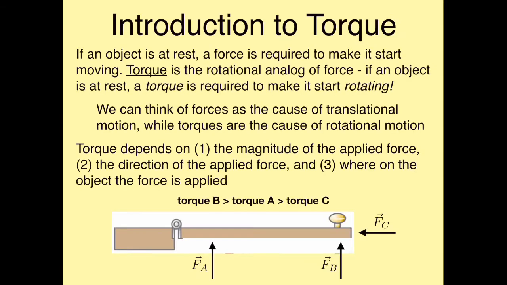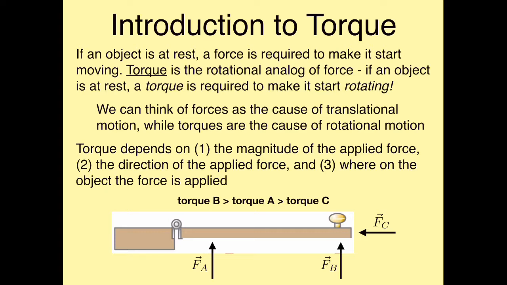Okay. So now that we've defined the cross product and we know how to calculate cross products, we can introduce the idea of torque. So let's get into this. We know that if you have an object at rest, you need to apply a force to it to make it start moving. If you have a box sitting on the ground, you need to push it or pull it in some way to get it to start moving. Now, torque is the rotational analog of force. It's very similar to force, but it applies to rotation.